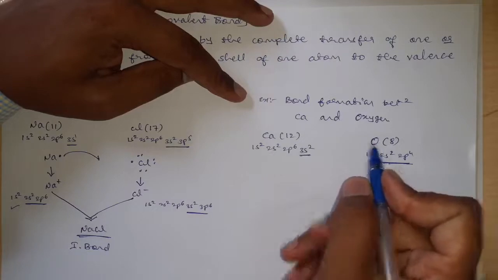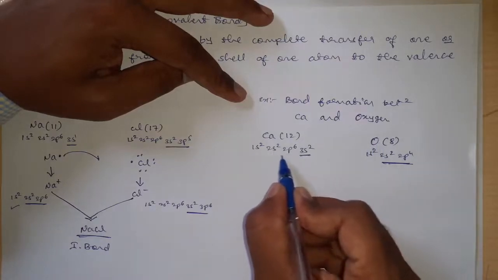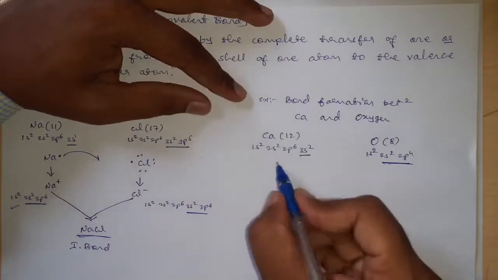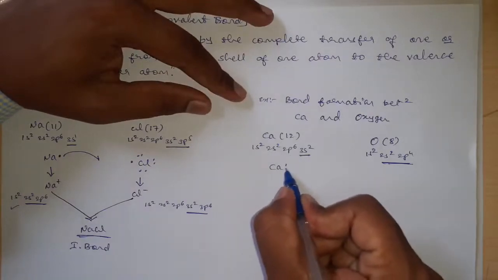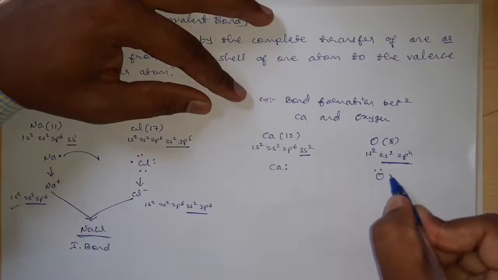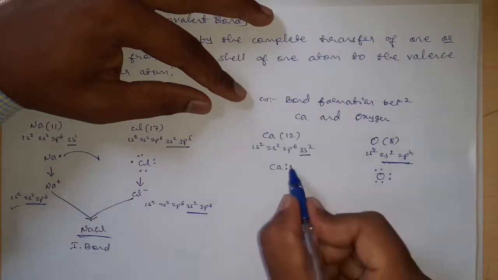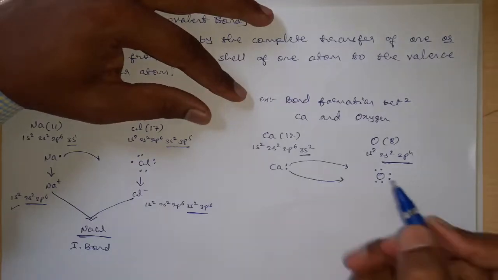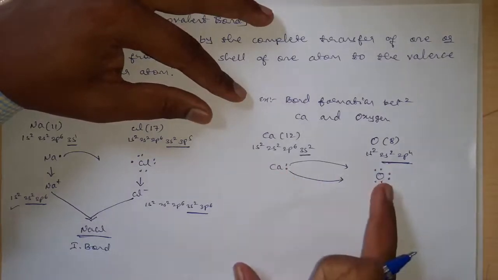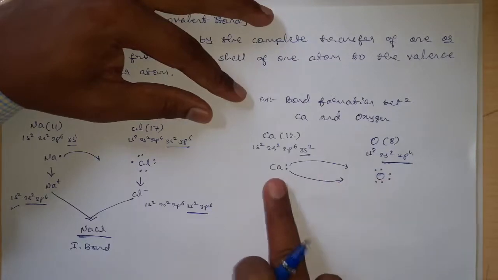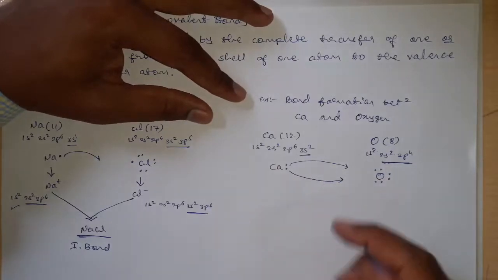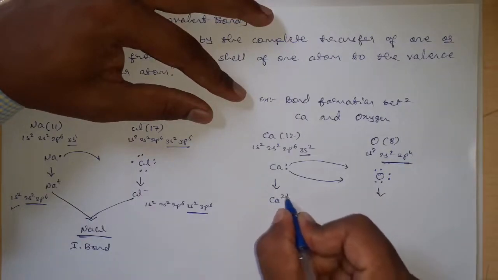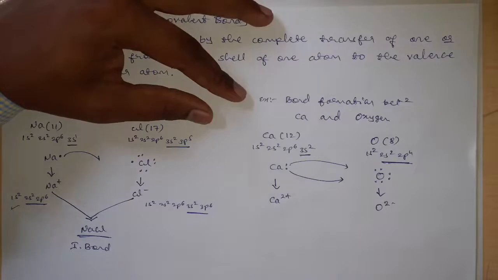After losing these 2 electrons, it will get the nearest noble gas electronic configuration, that of neon. Therefore, calcium will lose 2 electrons to the oxygen, meaning complete transfer of 2 electrons from the valence shell of calcium to the valence shell of oxygen takes place, which results in the formation of Ca2+ ion and O2- ion.